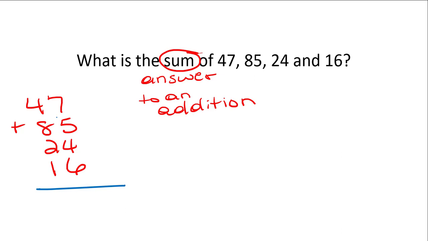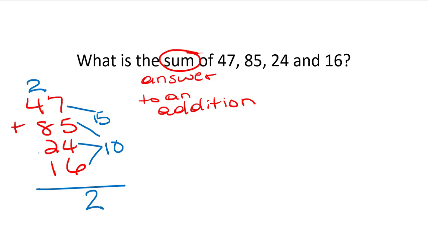So let's go ahead and add all the ones first. I can see 6 plus 4 is 10. And I see 10 plus 5 is 15. Do you know what 15 plus 7 is? That's 22. So the 2 goes here, and another 2 in the tens place goes there. Make sense so far? Great.